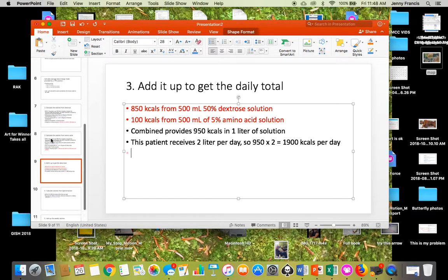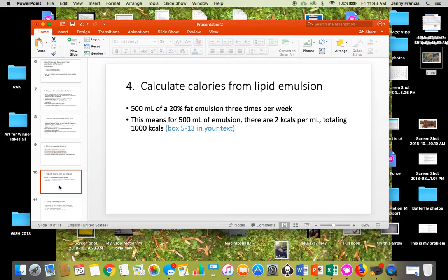But the second part of the question says, how many calories would they be getting per week if, average daily, they also get 500 milliliters of a 20% fat emulsion 3 times per week? It makes it a little more complicated because it's not every day. If it was every day, you could just add that onto the daily calories. But since it's 3 times per week, we're going to calculate it out per week and then divide by 7 to get the amount per day.